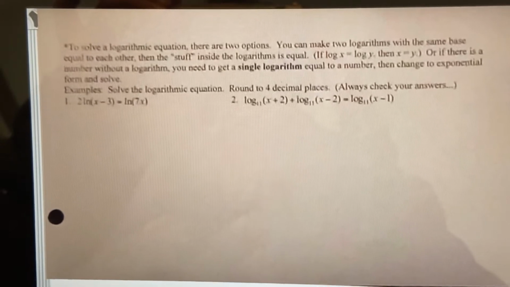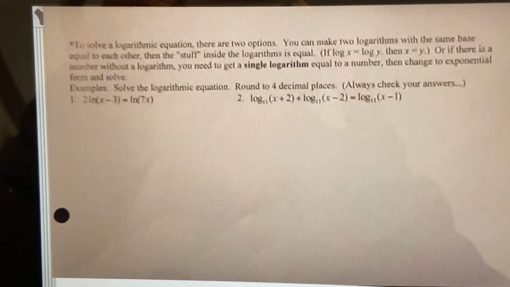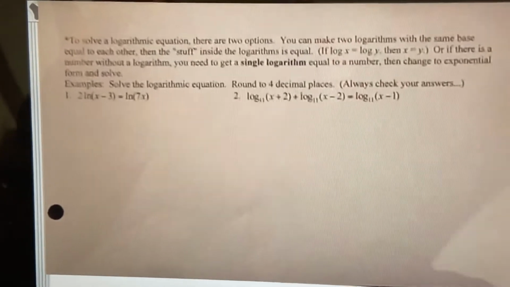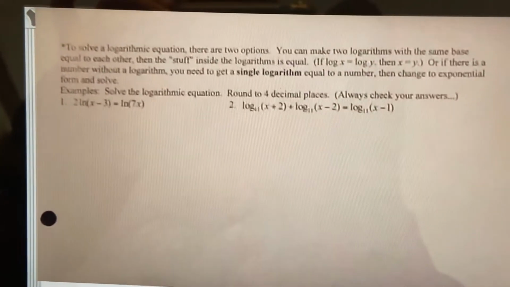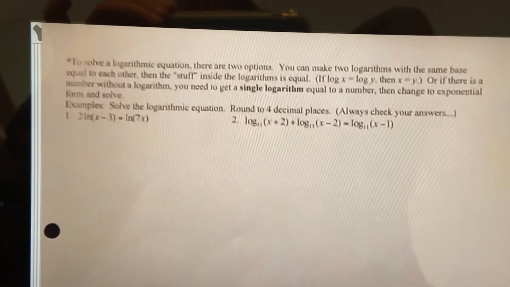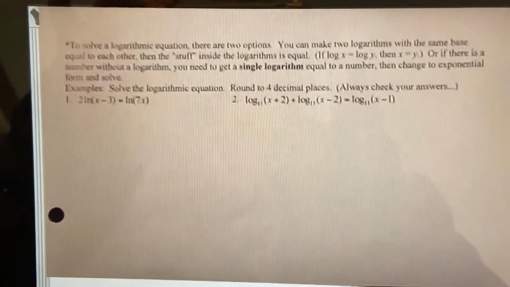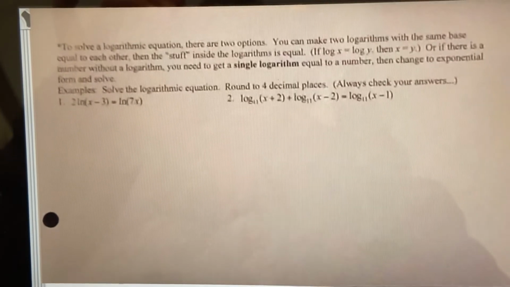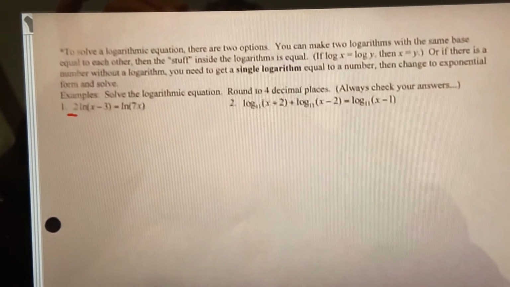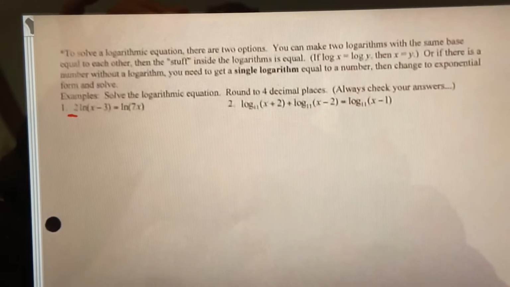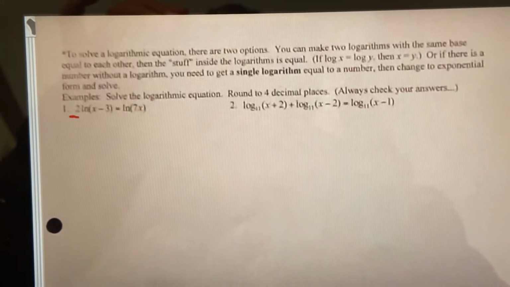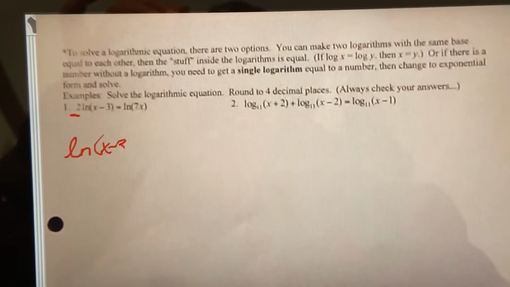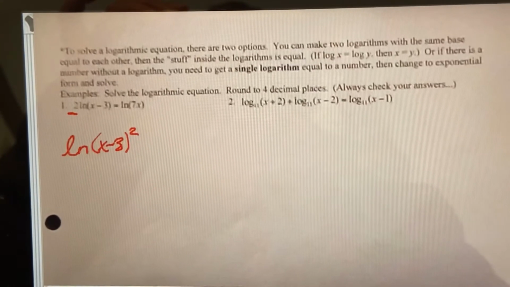So if I create an exponent out of this, I need to do a little bit of rewriting. So looking at number 1, 2 times the natural log of the quantity x minus 3 equals the natural log of 7x. Well, the 2 right here, this little 2 at this point in the game, he came from somewhere. So let's think about where he came from. Well, he came from up above.